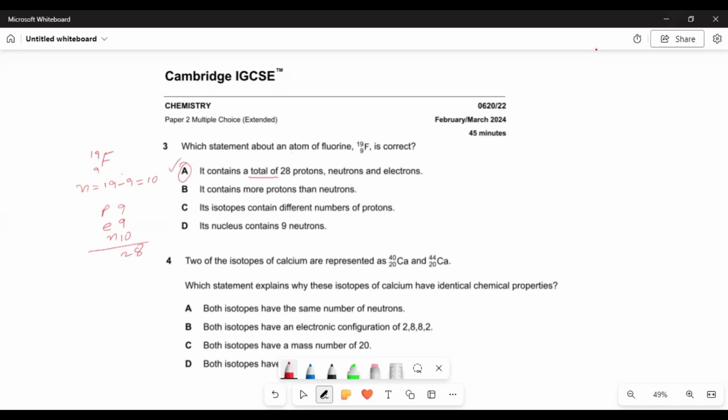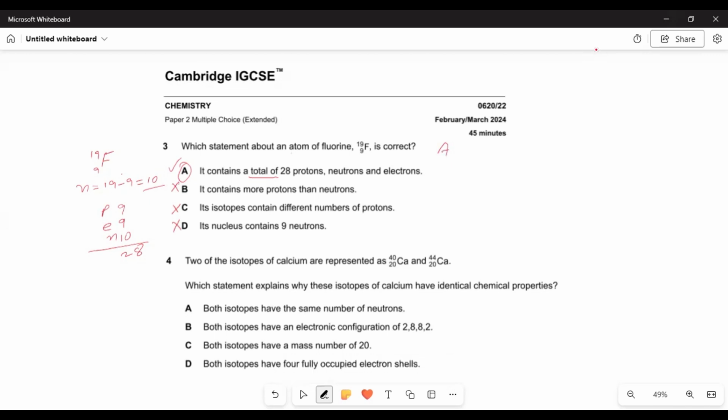It contains more protons than neutrons, so definitely this is wrong. You can see there are more neutrons as compared to protons. Its isotopes contain different number of protons. That's also wrong, because isotopes have the same number of protons but different number of neutrons. Its nucleus contains 9 neutrons. No, we have calculated that it has 10 neutrons. So the correct option is A.